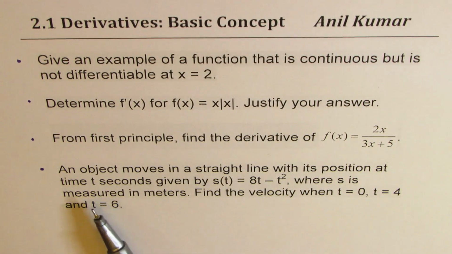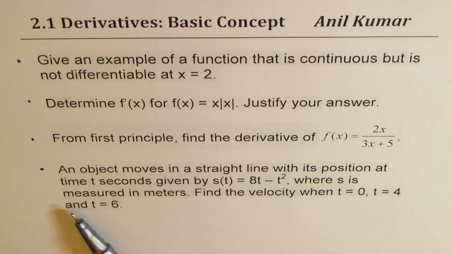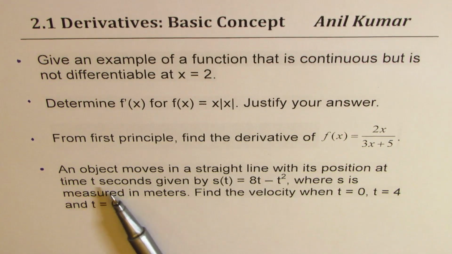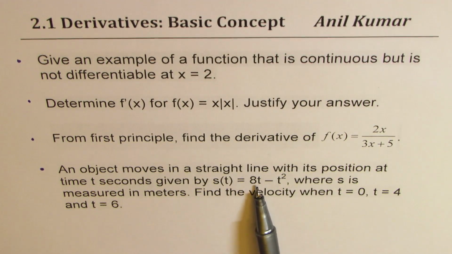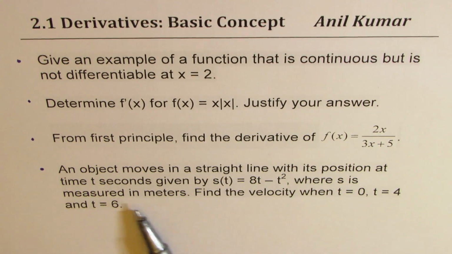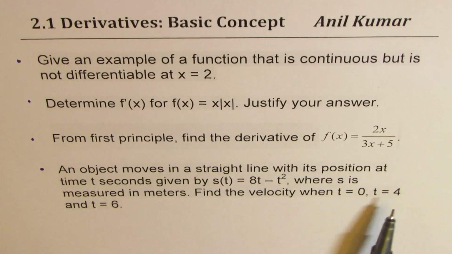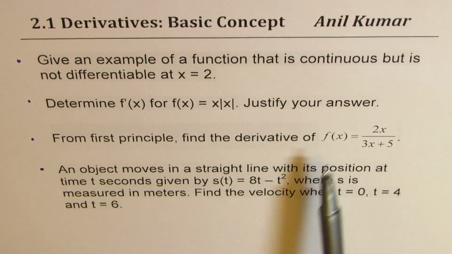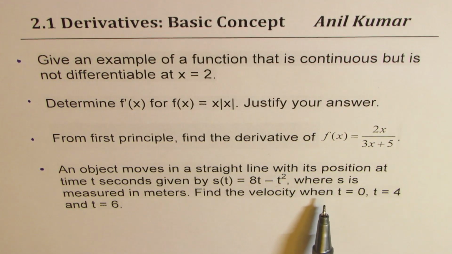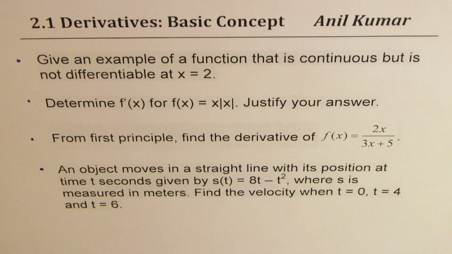The last question is an application which says an object moves in a straight line with its position at time t seconds given by, this is a displacement function, s of t equals 8t minus t squared, where s is measured in meters. Find the velocity when t equals 0, t equals 4, and t equals 6. Now, using first principle, we have to come out with a general formula and then substitute the values of time 0, 4, and 6 and get the answer. So that is how you're going to do this particular question, right?